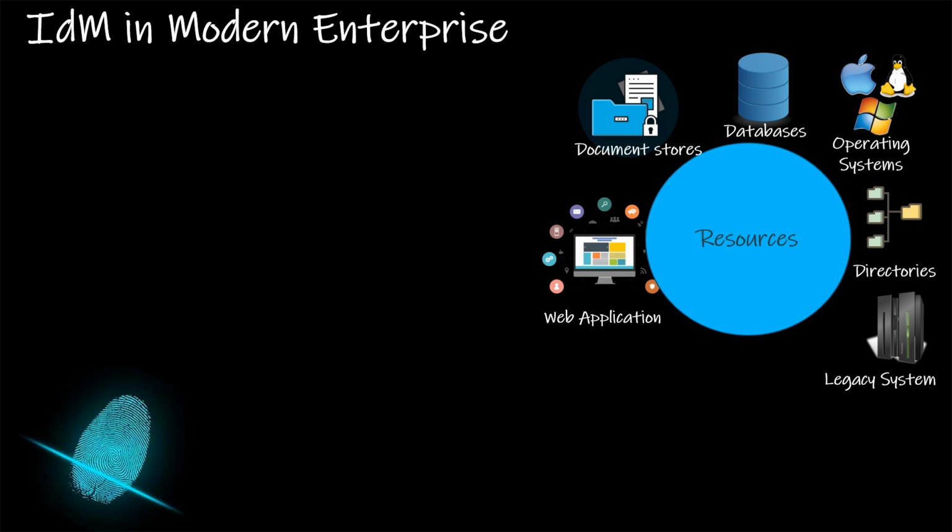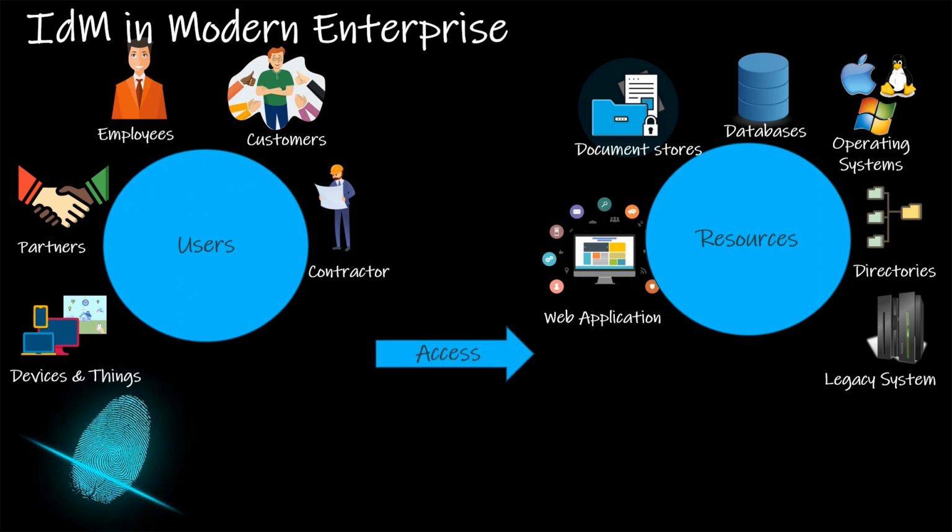Any modern enterprise has a wide variety of digital resources. They include everything from legacy mainframe systems to modern web applications, databases, directories, document stores, and various operating systems. These resources are accessed by all stakeholders in that enterprise, which includes not only employees, contractors, customers, and partners, but also various devices such as servers, network devices, firewalls, etc.